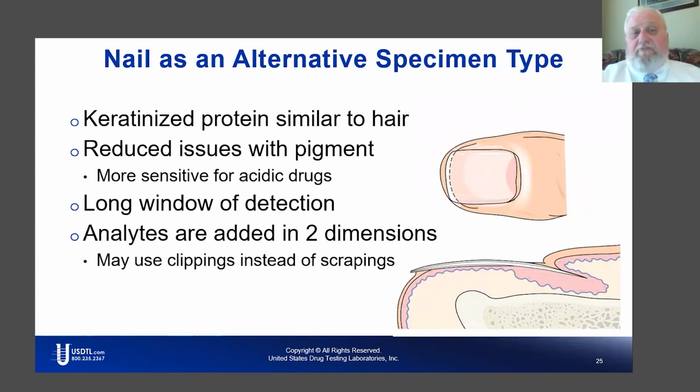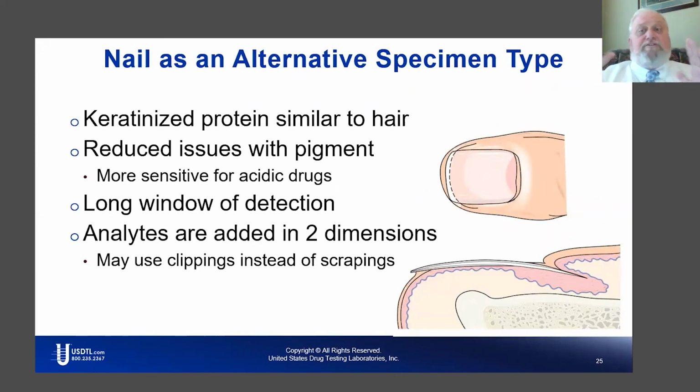nail is keratinized protein similar to hair. It's got some slight structural differences, so they're not identical. Nail offers reduced issues with pigment, and so it's kind of more sensitive for acidic drugs. We think, and just anecdotally, it seems to be less sensitive for environmental exposure testing, although if you don't have any hair, this is kind of like your next choice. It offers us a long window of detection. And so that's a double-edged sword.